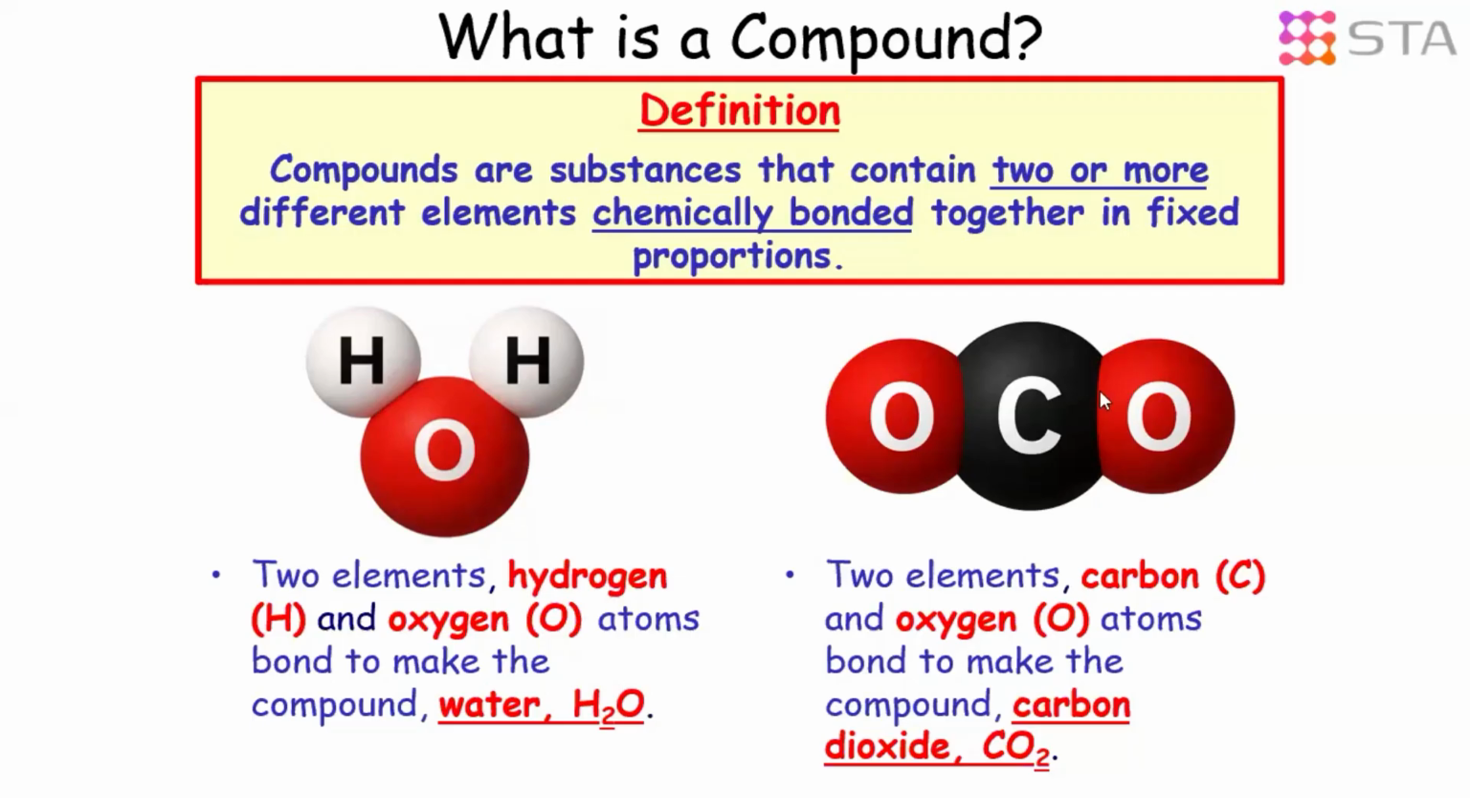Now, carbon dioxide here is also a compound because we have different types of atoms. So we've got carbon atoms bonding to oxygen atoms, different types of atoms bonded together. So this is a compound. These are both molecules though, because they have more than one atom bonded together.